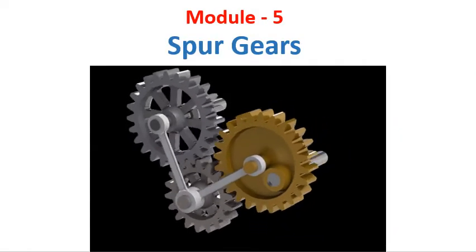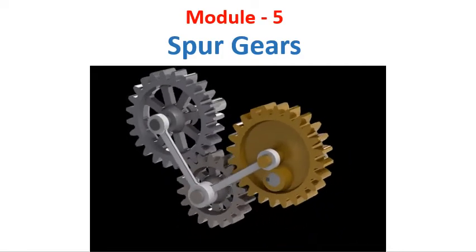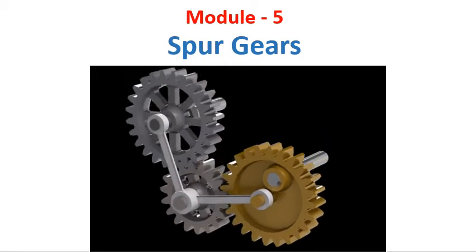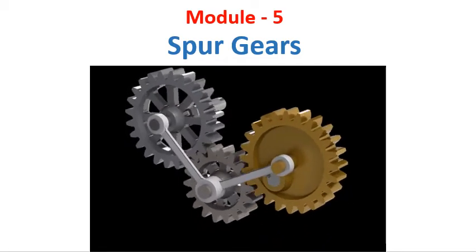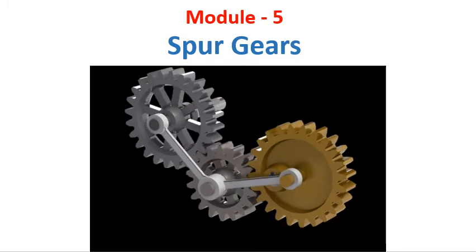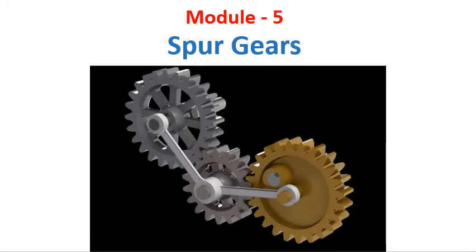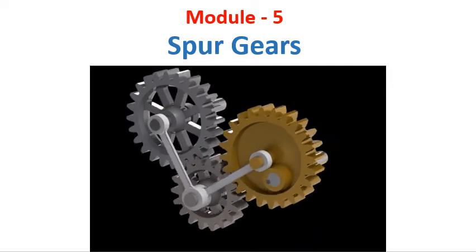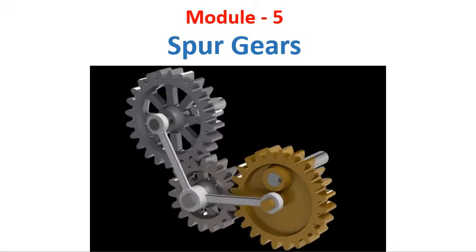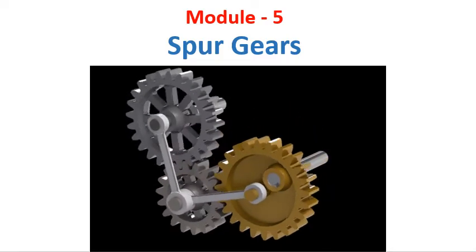Welcome to the first session of module 5, that is spur gear. So this module comprises of two units. One is spur gear, another one is gear train. In this session we are going to discuss what is gears, and based on different parameters what are the classifications and the nomenclature of gear trains. So let us see one by one.